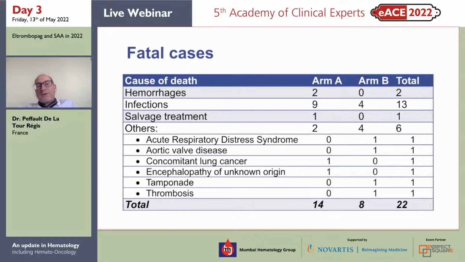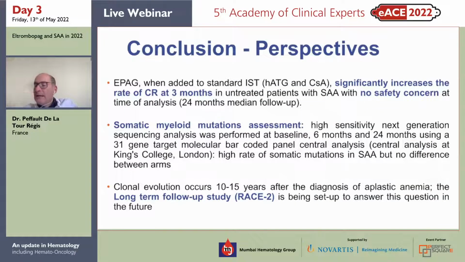Of course, we looked at fatal cases, and there were about 14 in arm A and 8 in arm B, with no real difference. That was not significant. In conclusion, this study was able to show a significantly increased response rate in patients receiving eltrombopag. The primary endpoint was reached. There was no safety concern. And as you saw, there were no higher rates of somatic mutations in arm B versus arm A. We just showed that in aplastic anemia, there is a high rate of somatic mutations per se that needs to be explored in the future.